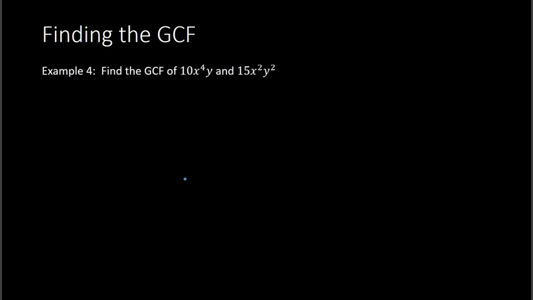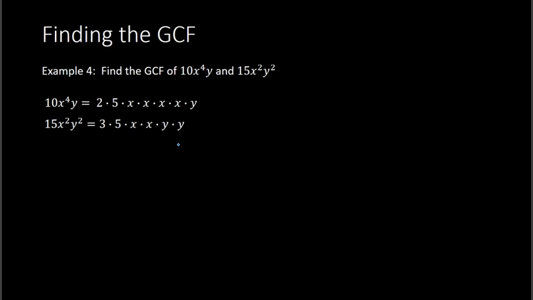Now lastly, we can also incorporate variables. Here we have 10x to the 4th times y, and 15x squared y squared. I can think of 10 as a product of 2 times 5, and x to the 4th as 4 x's multiplied together, x times x times x times x, and then you have the y here as well. For 15x squared y squared, I can think of 15 as 3 times 5, then x squared is x times x, and y squared is y times y.